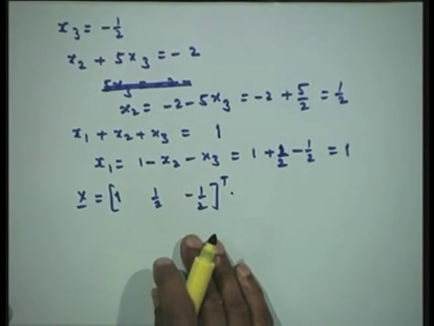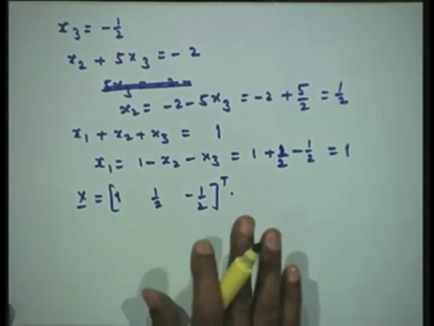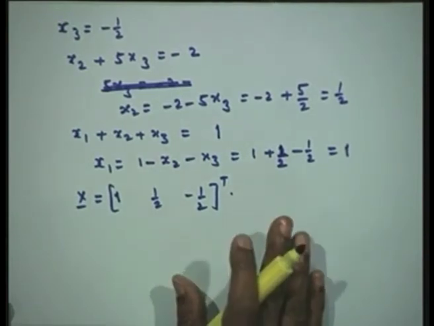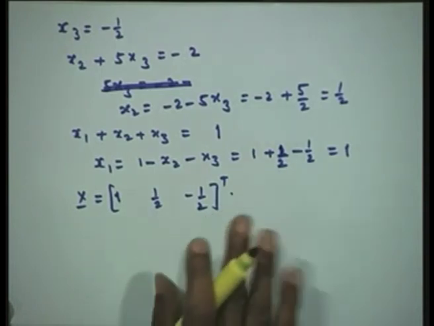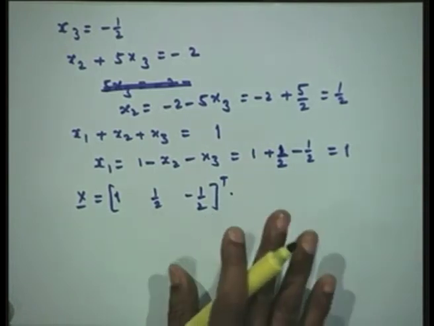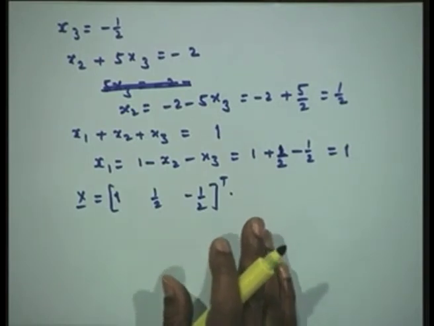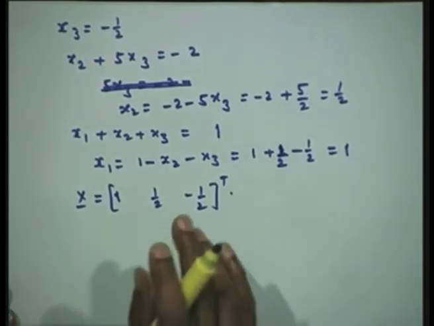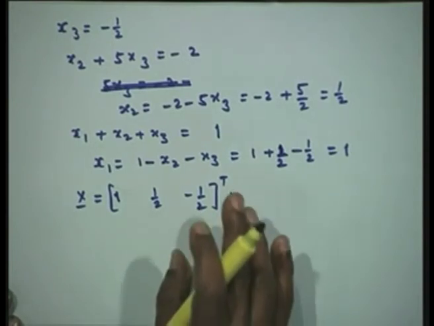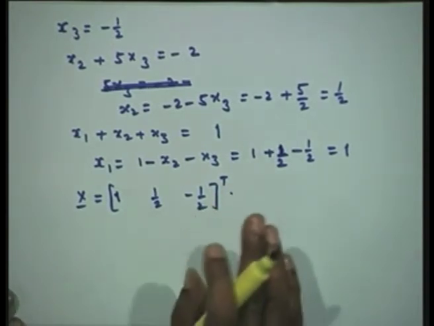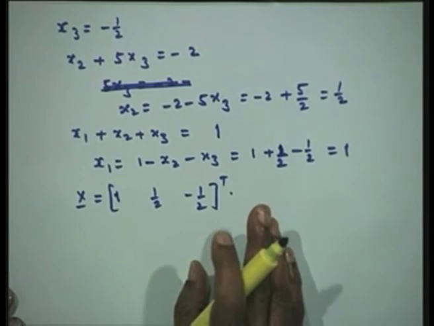So, once the decomposition of A is done as L into U, then one forward substitution and one back substitution gives us the complete solution of the problem. And a comment here is that the amount of round off error that would accrue here is much less than what it would be in a Gauss elimination procedure.